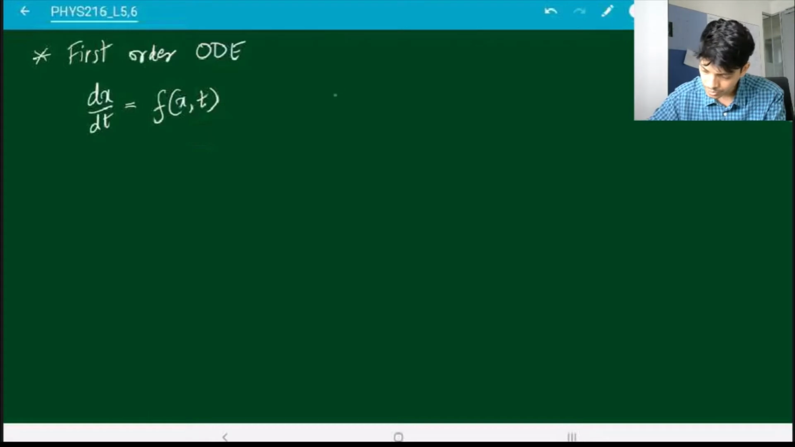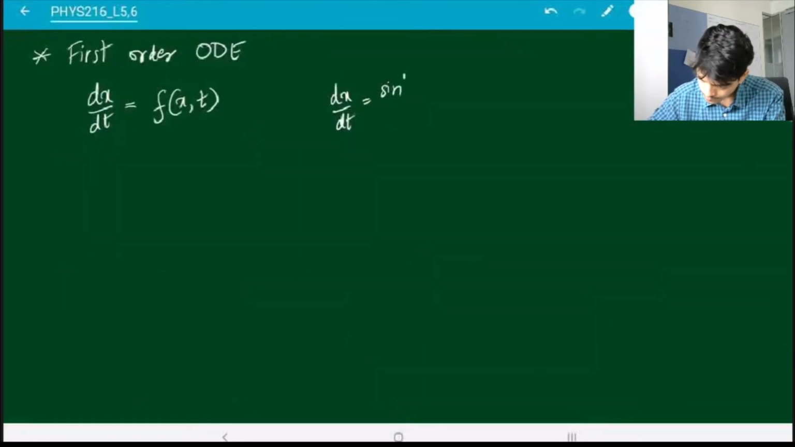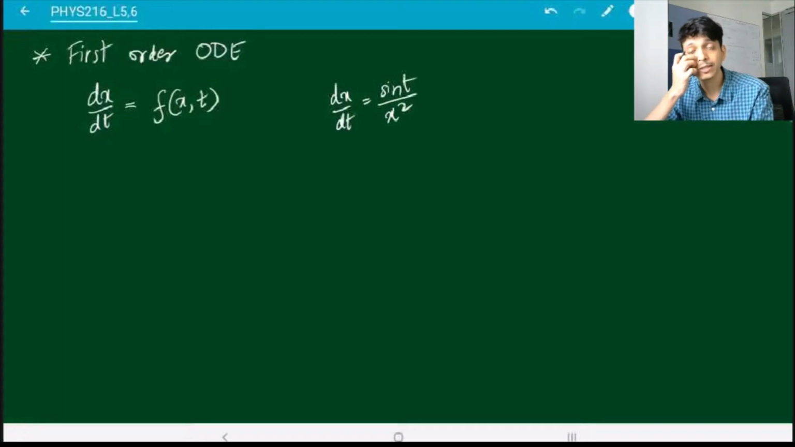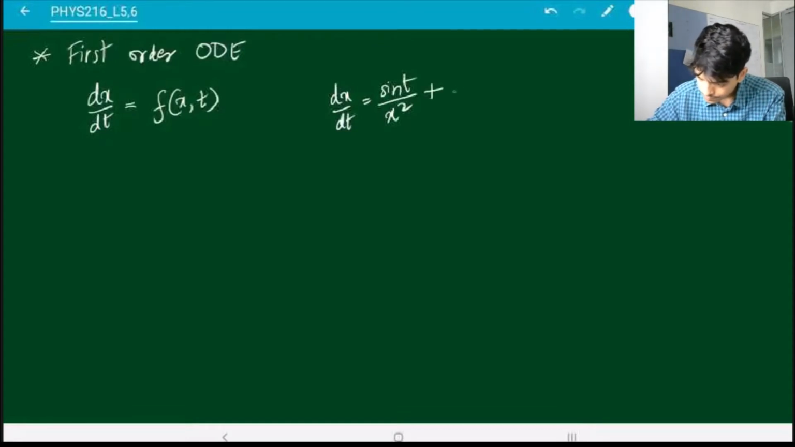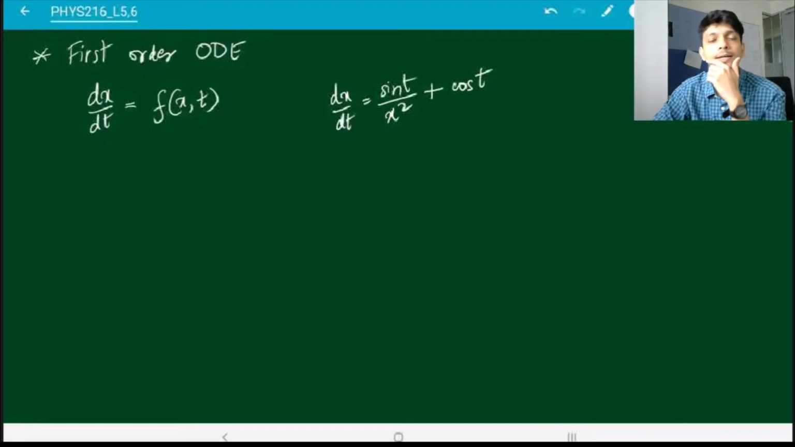So on the previous page, we saw an example where dx by dt was, what was it? Sine by x. And this was easy to solve by separating out the variables. But what if we had something like this? Now this is not separable, is it? I don't think so. Yeah, this is not a separable equation. So if you want to solve this analytically, I am not sure if it's even possible. So for a problem like this, you might want to use a numerical method.